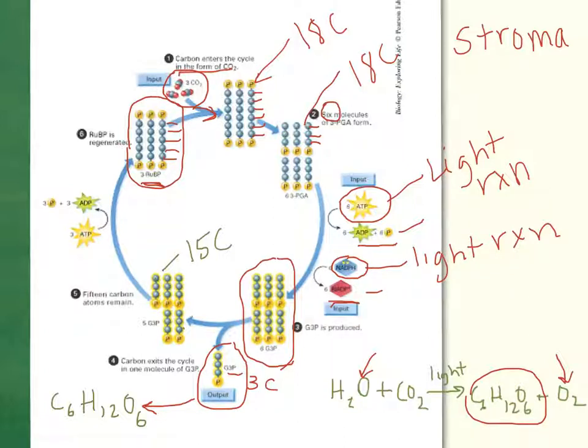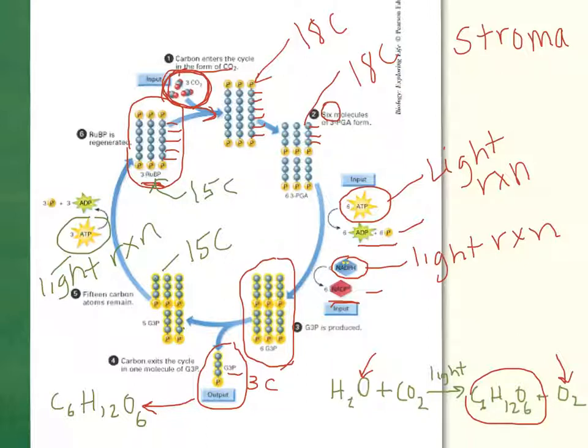But in order to rearrange these 5 molecules of 3 carbons, we're going to need some more ATP. Again, we got this from the light reaction. And we're going to use that to create 3 5-carbon molecules, again still 15 carbons, 3 molecules of RuBP. And then it starts all over again with a new 3 molecules of carbon dioxide to do this again.